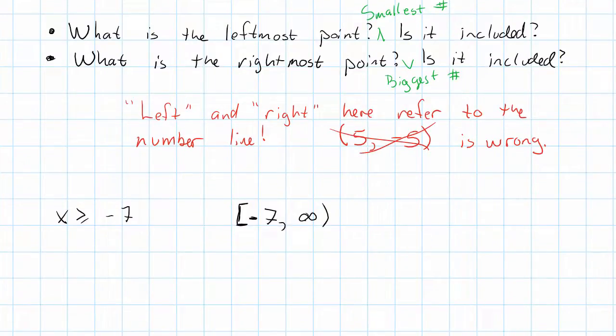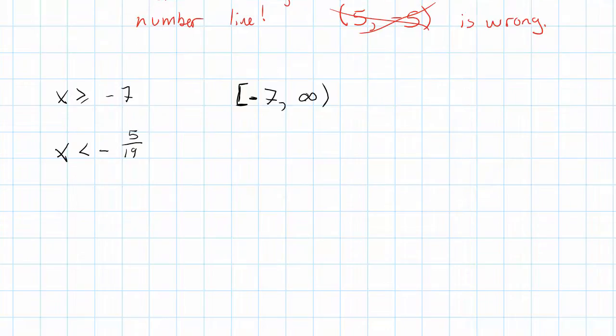One more. X is less than -5/19. I'm glad I'm not drawing a picture of this. 19ths are rough to draw. What's the smallest number? Oh, well, any very, very negative number you think of is less than -5/19. So there really isn't one. We say the left endpoint is -infinity.